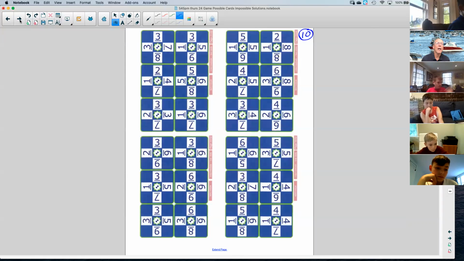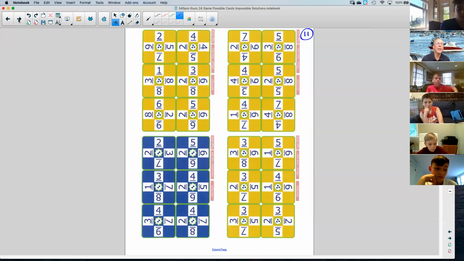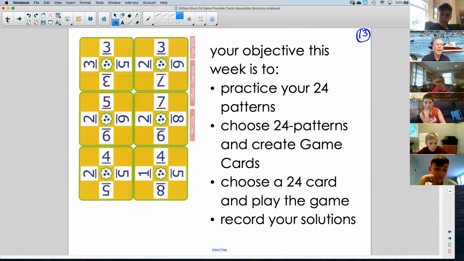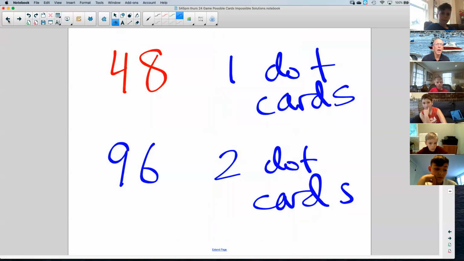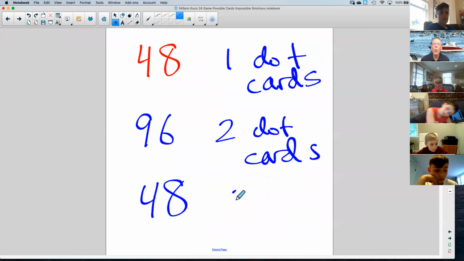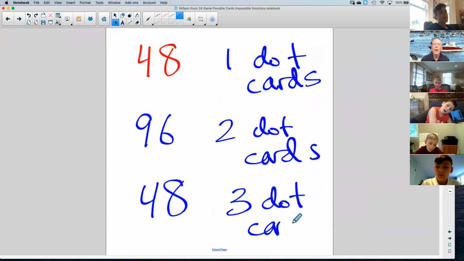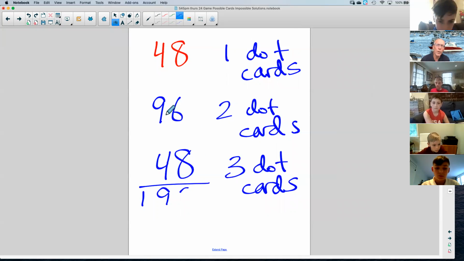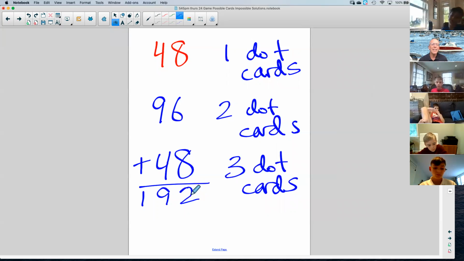And then there are 8 clusters of three-dot cards. 8 times 6, everybody? 48. 8 times 6 is 48. So there are 48 three-dot cards. And if you add those together, you get how many cards? Remember, 48 and 48 is 96. So 192 cards, guys, is how the game is played.